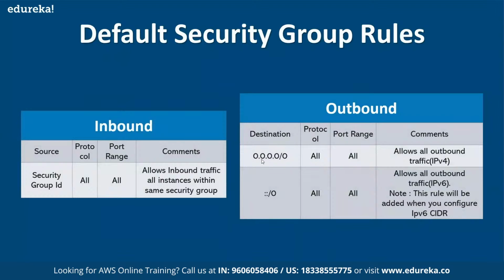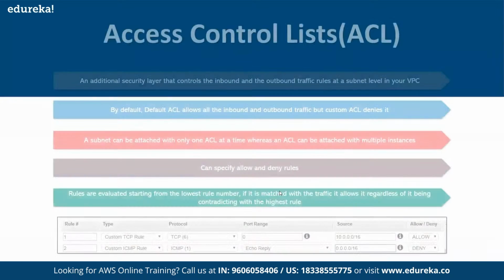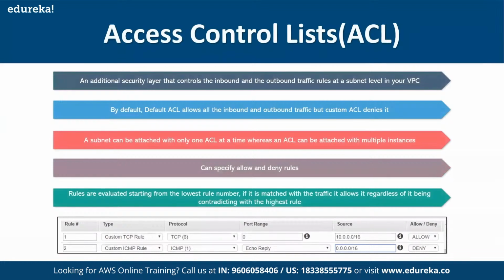So if I say this is my security group entry, that means I'm allowing everything from the internet to come in. And this is for the IPv6 range. As opposed to that, we have the network ACLs.